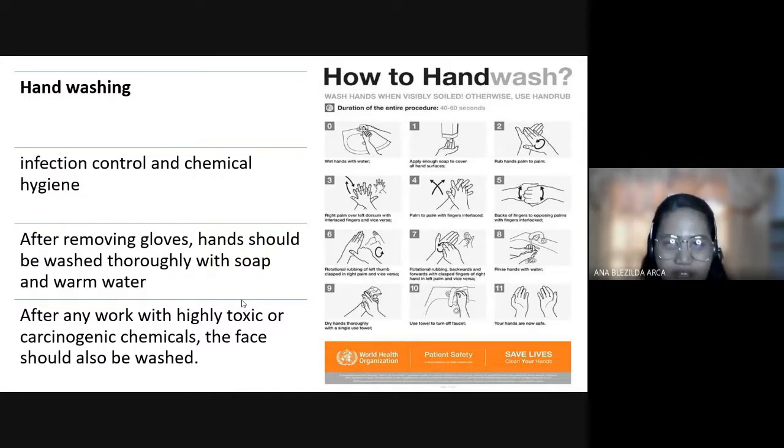Even shower, di ba? After you work with the COVID specimen, kailangan mag-shower ka muna bago ka lumabas at umuwi ng bahay. Okay? Ganun na ngayon. Ibang level na kasi may COVID nga eh. Kasama na dyan class yung shower.